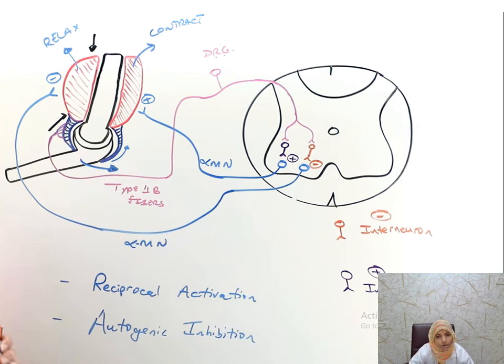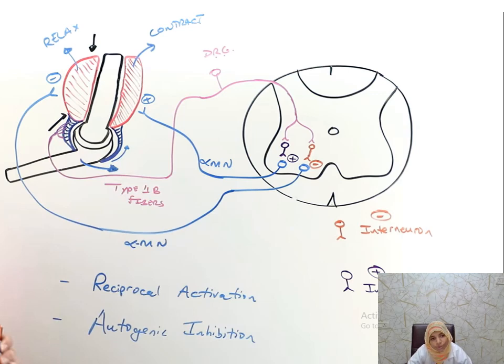So this is called, then if you want the antagonist muscle to contract, the interneuron, which is excitatory in nature, is going to go and supply the motor efferent, the alpha motor neuron, which is going to supply the antagonist muscle. So here what is happening, there is reciprocal activation because you want the agonist muscle to be inhibited or relaxed. So obviously the antagonist muscle should contract for the agonist muscle to relax. This is called reciprocal activation, and because there is inhibition of the agonist muscle, we call it autogenic inhibition.